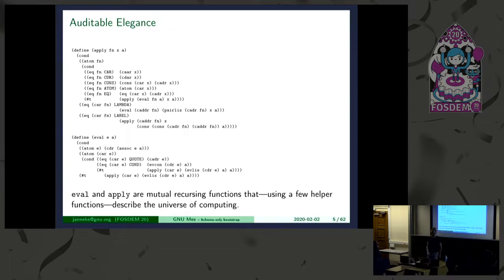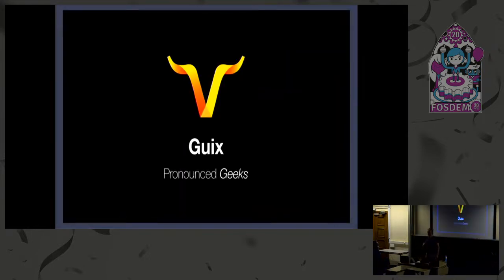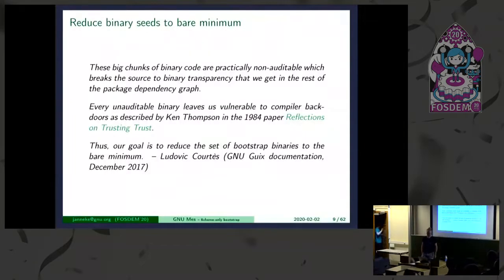So you may wonder, before Mes, how did we bootstrap our systems? Well, actually we don't. Well, that's normally because GNU Guix as well as NixOS actually use some kind of bootstrap. However, Ludovic Courtès, a developer of GNU Guix, noticed that the bootstrap binaries that we bootstrapped from are still very large, and that's a problem. So he suggested we remove those.